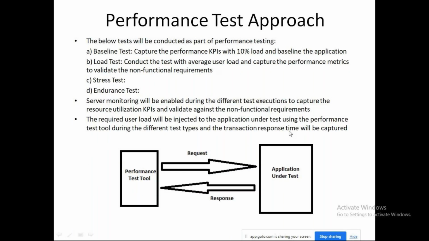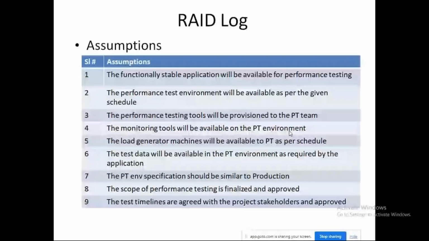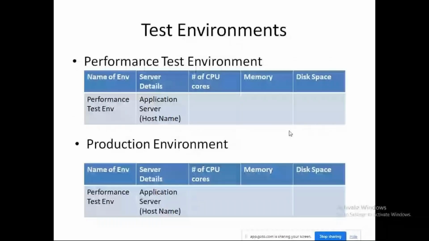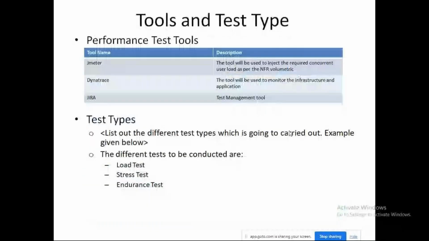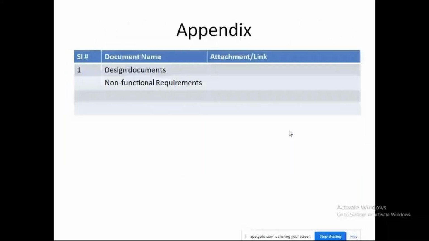Then your performance test approach. Then your RAID log, in which you list assumptions, dependencies, issues, risks. Then your test schedule, test data approach, test environment details, your tools, whatever tools you are going to use as part of your performance testing, and the different types of tests which you are going to conduct, the metrics, and then the document review and approval. Then we have the appendix section.